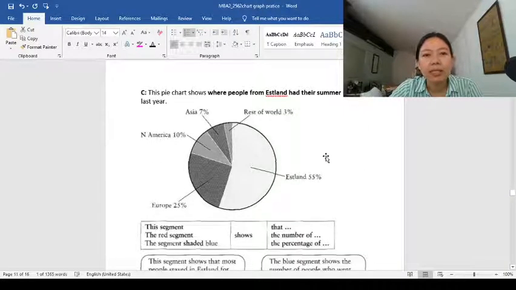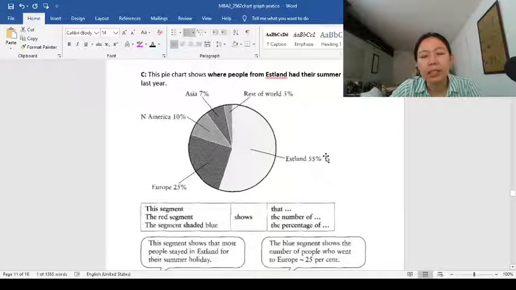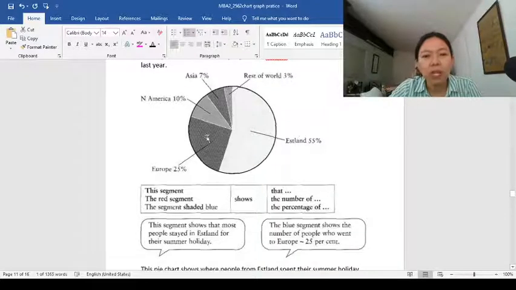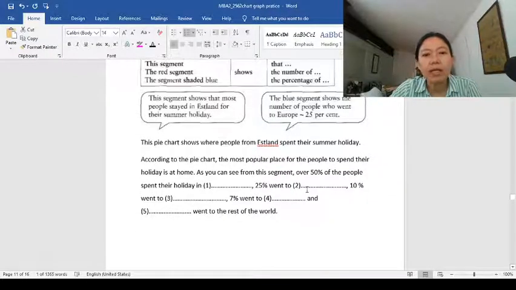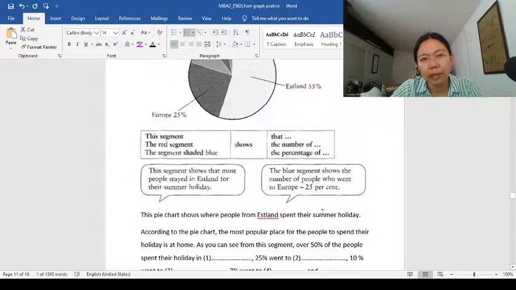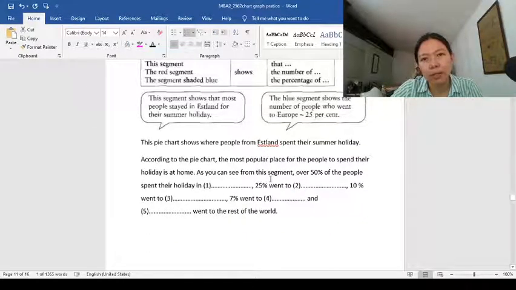Next is the pie chart. Okay, so this pie chart shows where people from Iceland, this is a made-up city, spend their summer holiday. So look at this pie chart here and study it. After you study this, fill in the missing words here. Okay, so look at the pie chart and then fill in the missing words.